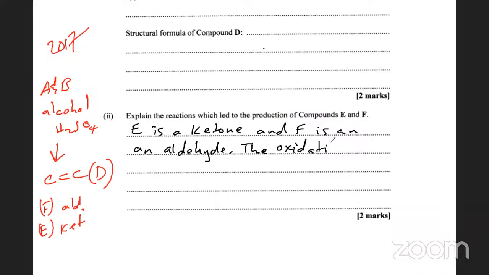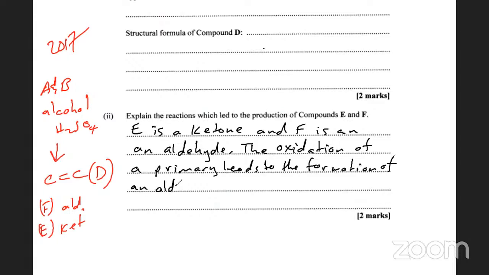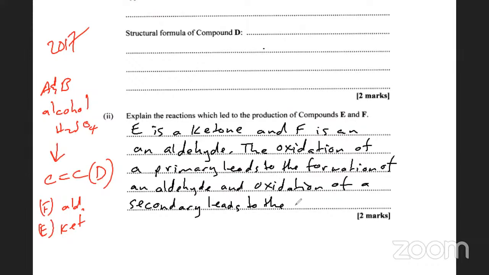Oxidation of a primary alcohol leads to the formation of an aldehyde, and oxidation of a secondary alcohol leads to the formation of a ketone.